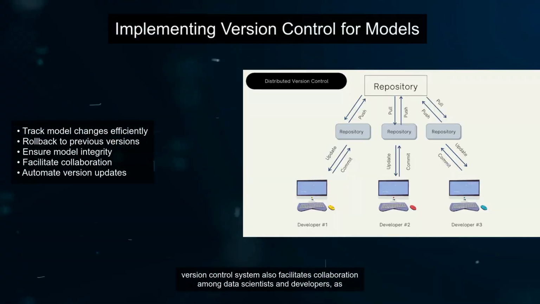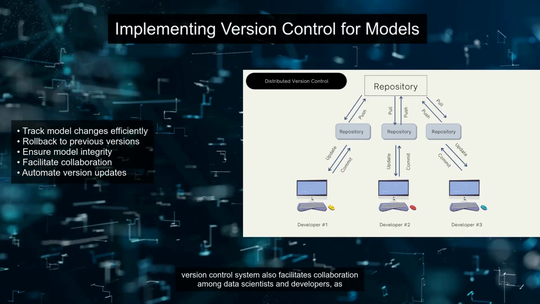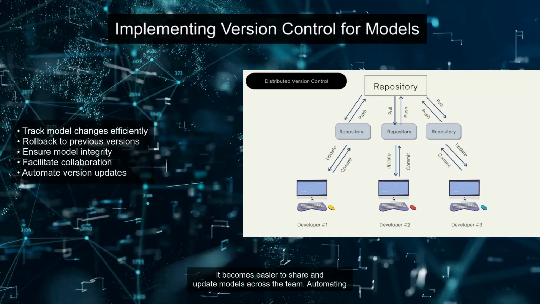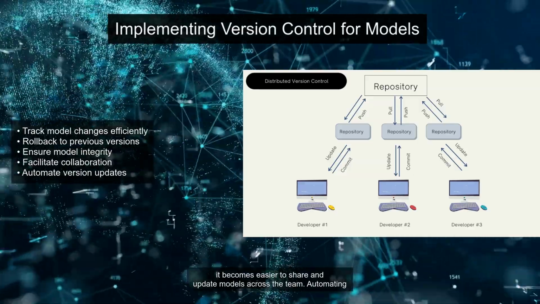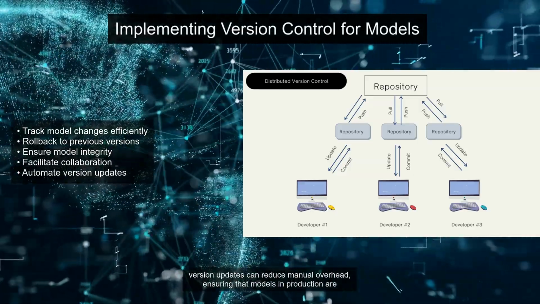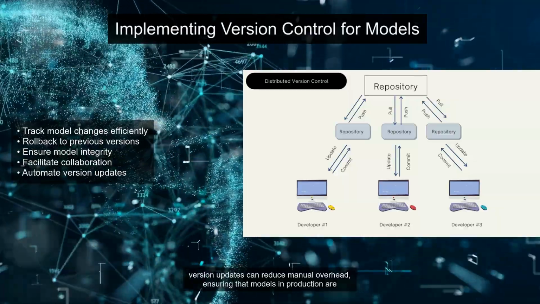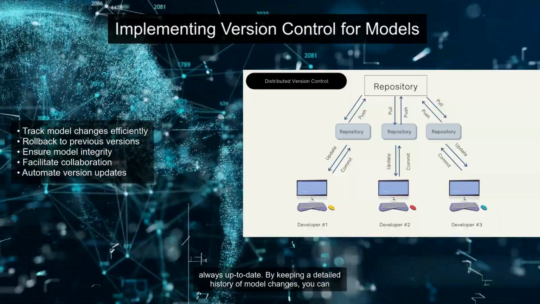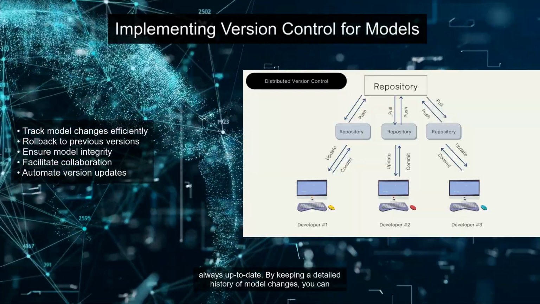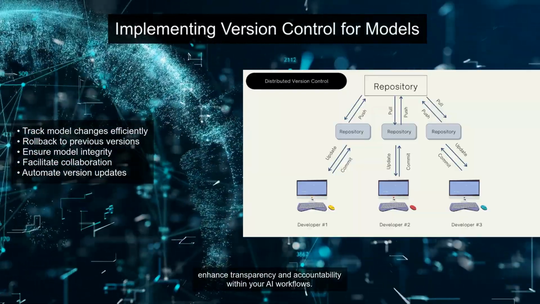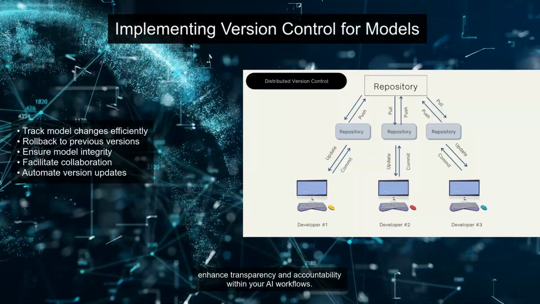Implementing a robust version control system also facilitates collaboration among data scientists and developers, as it becomes easier to share and update models across the team. Automating version updates can reduce manual overhead, ensuring that models in production are always up to date. By keeping a detailed history of model changes, you can enhance transparency and accountability within your AI workflows.